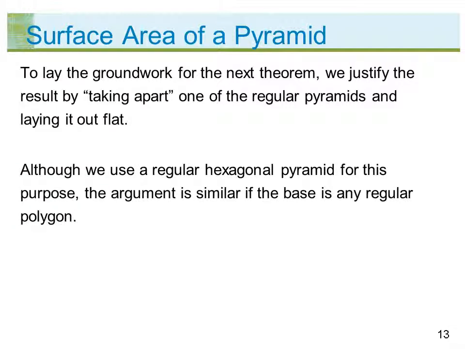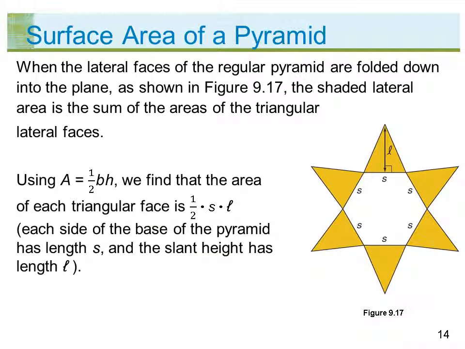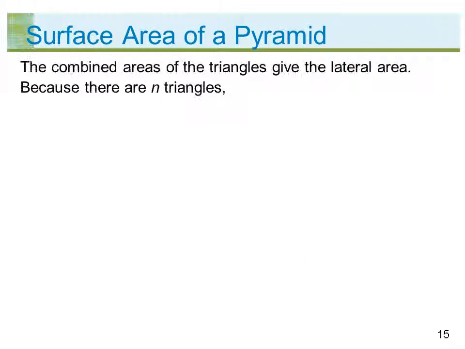Although we use a regular hexagonal pyramid for this purpose, the argument is similar if the base is any regular polygon. When the lateral faces of the regular pyramid are folded down into the plane, as shown in Figure 9.17, the shaded lateral area is the sum of the areas of the triangular lateral faces. Using area equals 1/2 bh, we find that the area of each triangular face is 1/2 s times L. Each side of the base of the pyramid has length s, and the slant height has length L. The combined areas of the triangles give the lateral area.